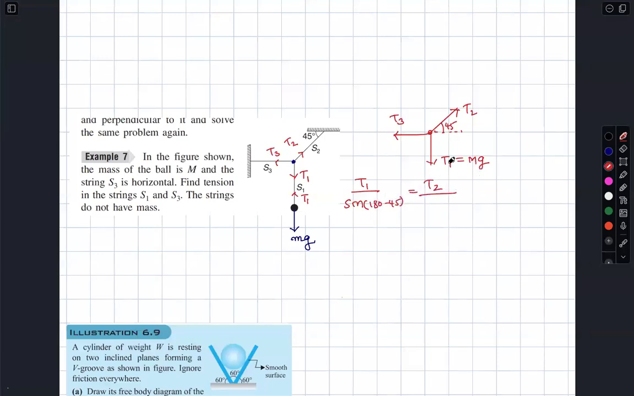T2 by, see, I taught you vectors, the basics. Someone who is not following this fails in understanding what I'm writing, right? Every class is important here. T2 by sine of 90 plus 45. Next, T2 by sine 90 equals T3 by the next angle. This is Lami's theorem.